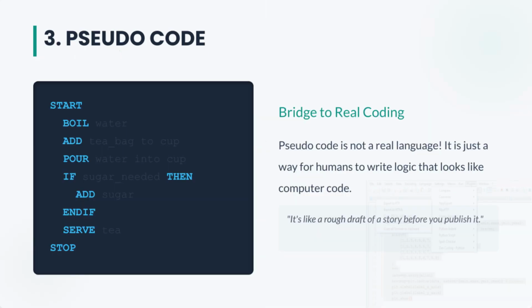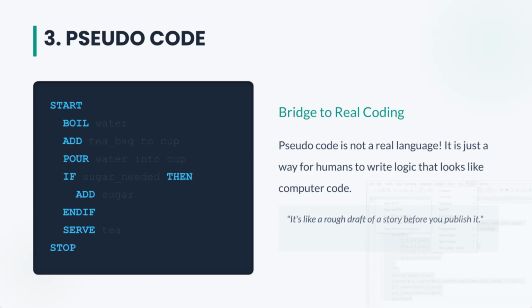Our third and final tool is pseudo code. The word pseudo means fake, so this is literally fake code. It acts as a bridge between plain English and actual programming languages. If you look at our tea-making logic here, we have structured it using simple programming commands. We use keywords like start, boil, add, and pour. We even use a basic decision structure. If sugar is needed, then add sugar, and if.